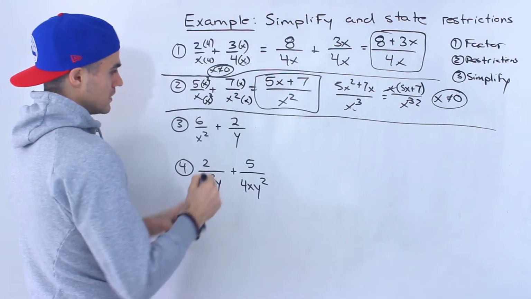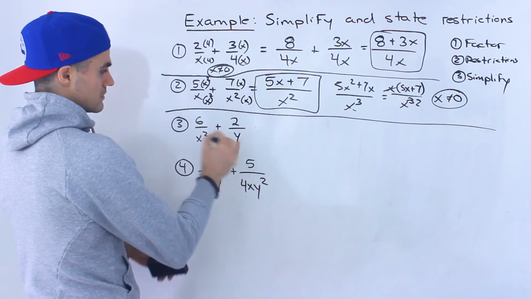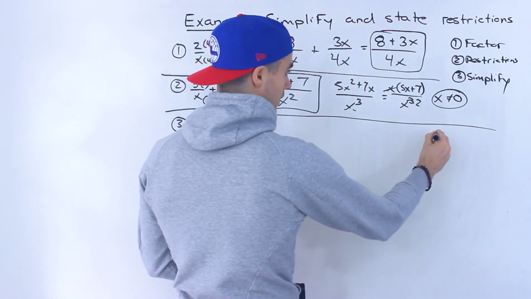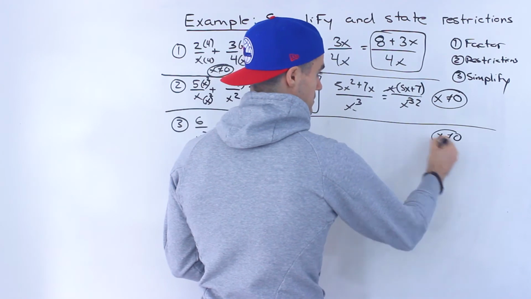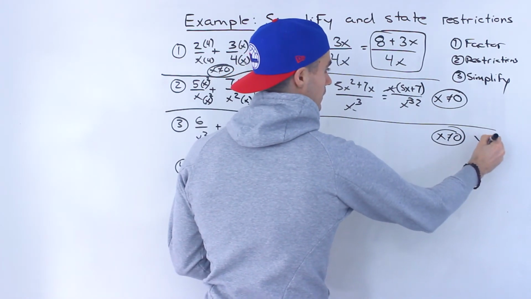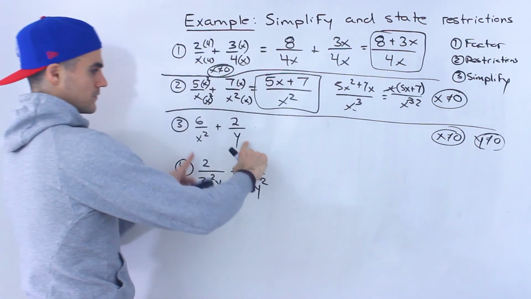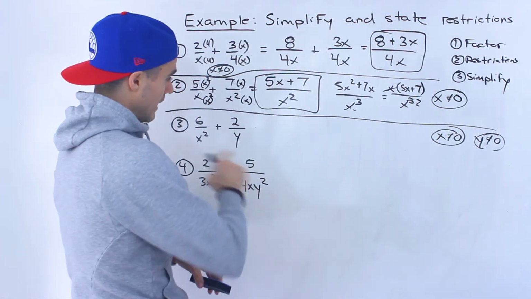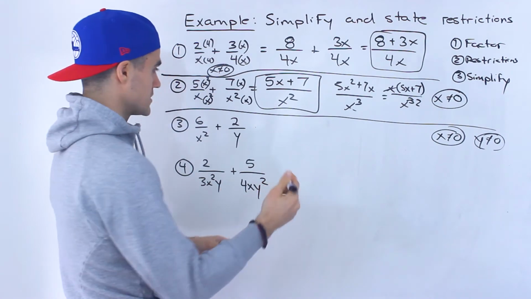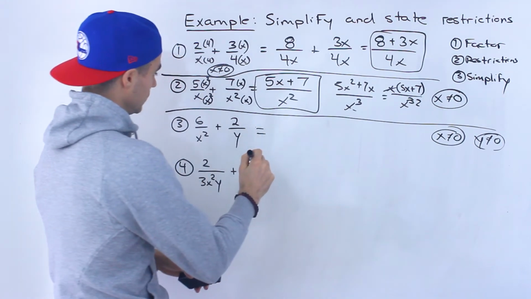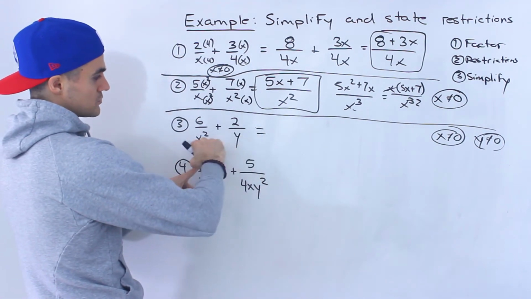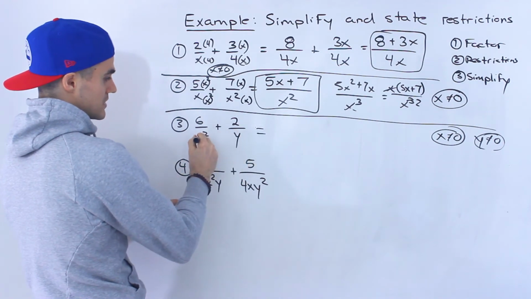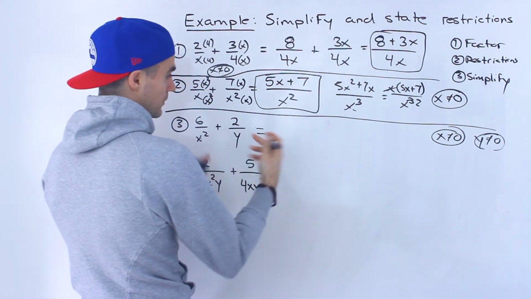Number 3, can't factor anything. And then notice that x squared cannot equal 0, which means x cannot equal 0, and then y cannot equal 0. Right? These two expressions in the denominator. And then from here, just get a lowest common denominator. Notice that the lowest common denominator between these two, these are totally different factors. This doesn't go into that, this doesn't go into that, so we got to multiply them.